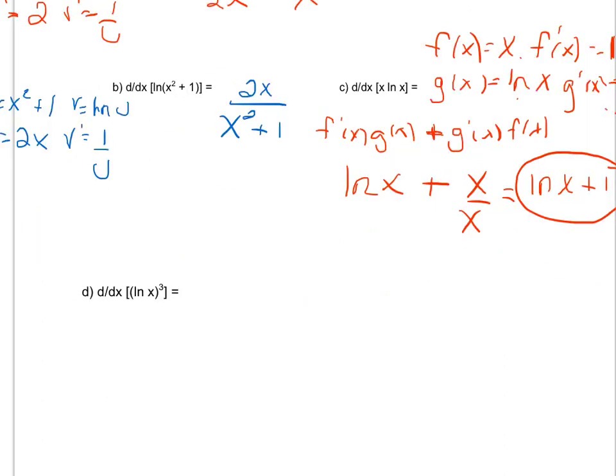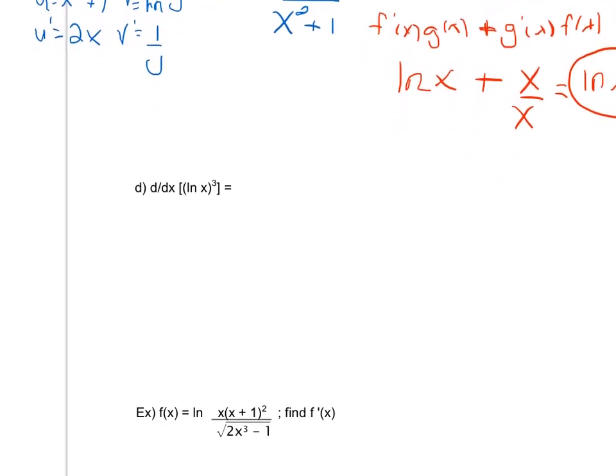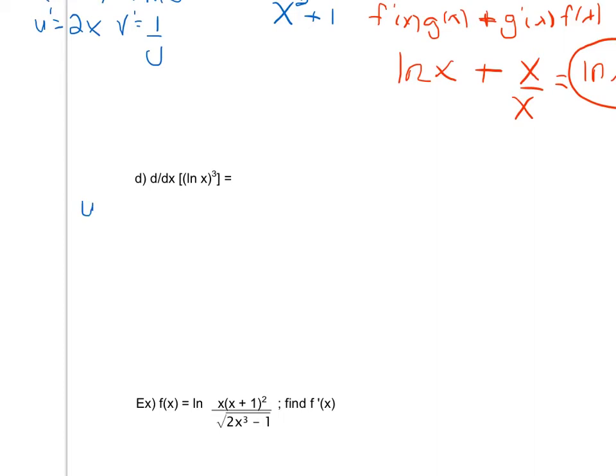Moving on to letter D, I notice I have ln of x cubed, so that implies that I have an inside function and an outside function. So I'm going to go ahead and move my screen a little bit. I'm going to let u be ln of x, since that's the thing that is being cubed, and v be u cubed.